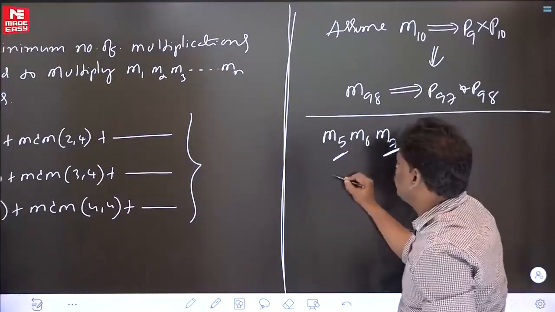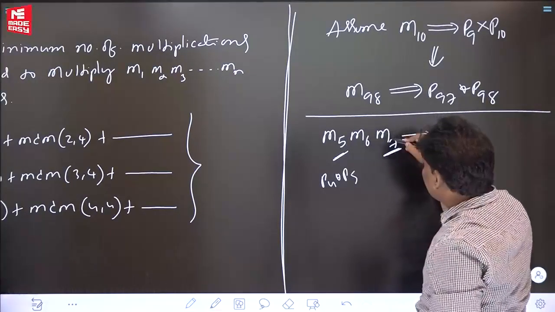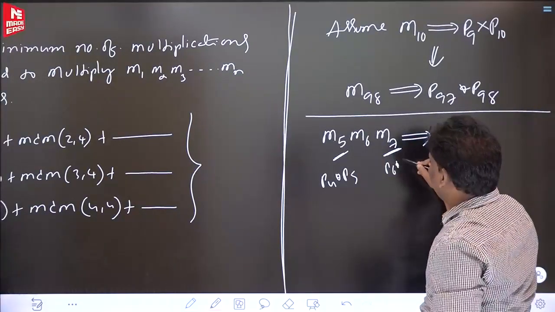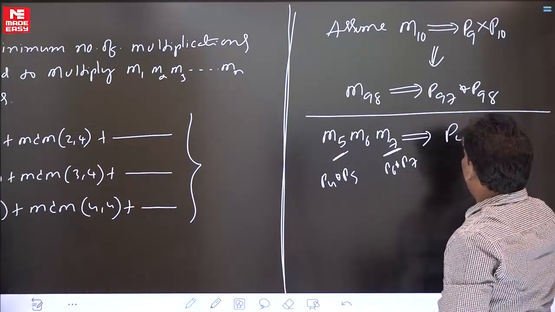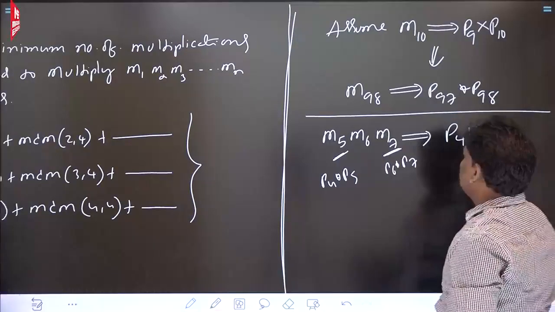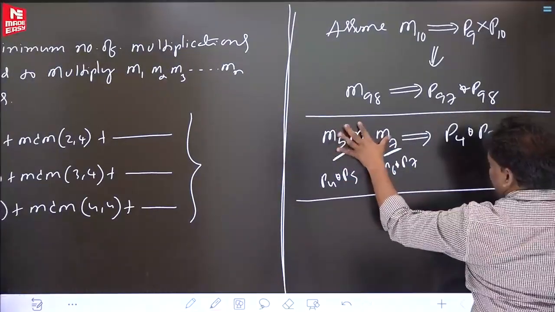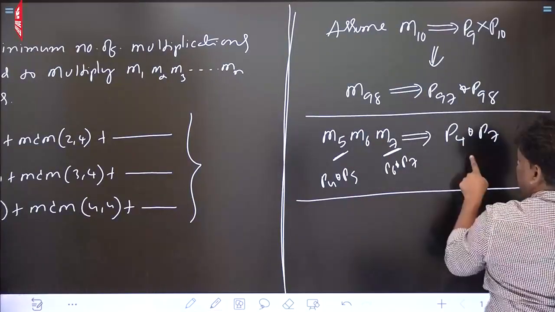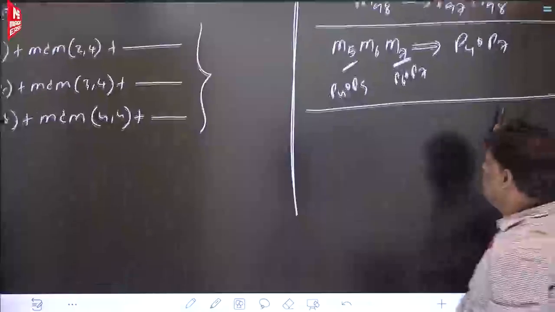What are the first matrix rows? P4, column P5. Can you say last matrix rows? P6, column P7. Can you say resultant matrix rows and columns? What is the answer? P4, right? And P7. Please be careful. M5 to M7 matrices, if you multiply, resultant matrix rows are P4, columns are P7. If you are comfortable with this, see this also.